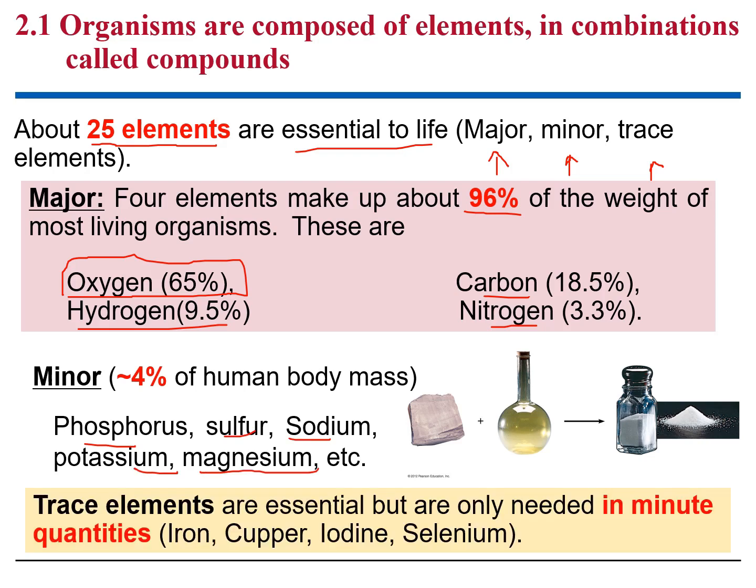And the trace elements are essential but are only needed in minute quantities, like iron, that is very important in our blood, copper, iodine, and selenium. And some of them are required for the function of proteins called enzymes that catalyze reactions, and some of them are required for hormones or for certain organs, and we will show you some problems when you don't have these trace elements.